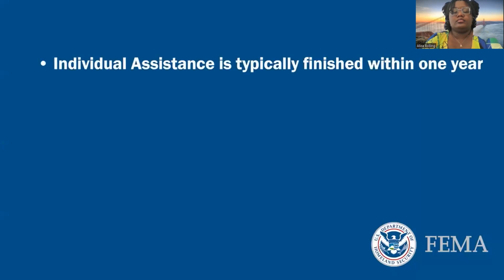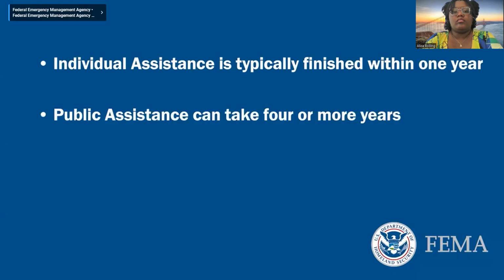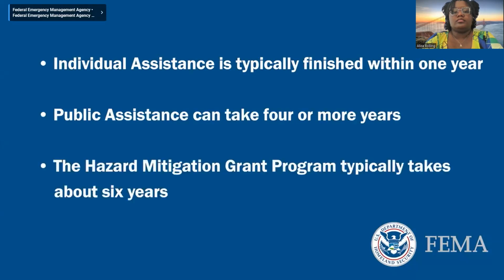Individual assistance is typically finished within 1 year. Public assistance can take 4 or more years. The hazard mitigation grant program typically takes about 6 years. The effectiveness of these programs is directly dependent on the level of staffing and support the tribal government provides. FEMA programs are a partnership from beginning to end.